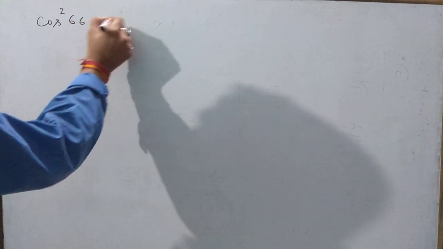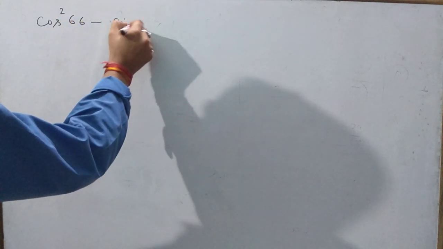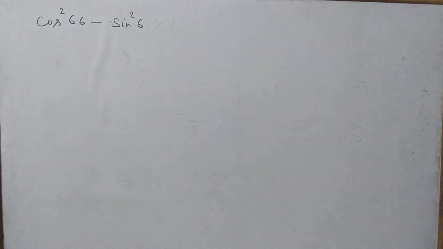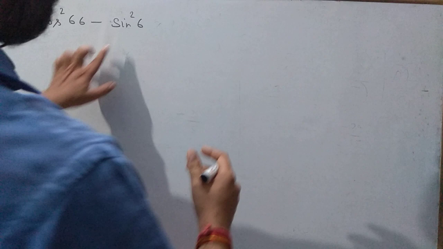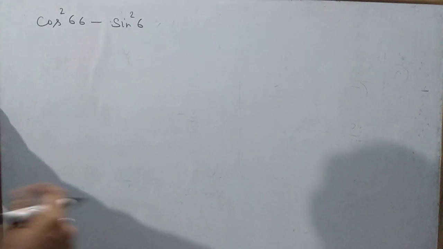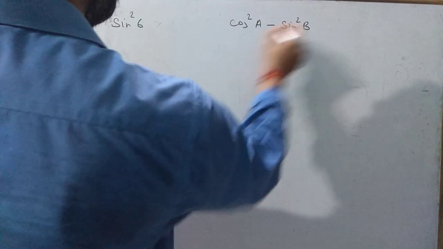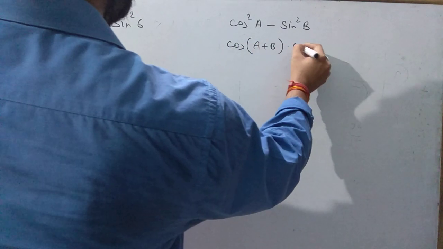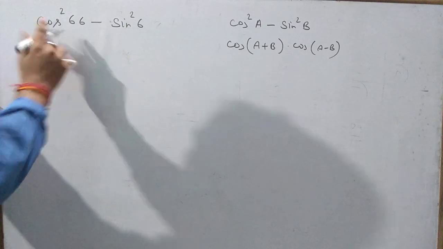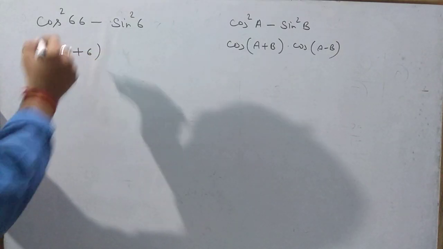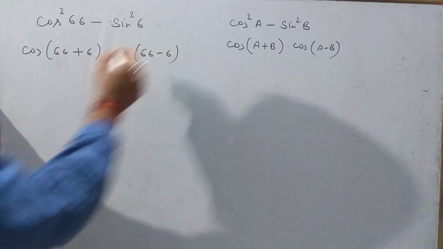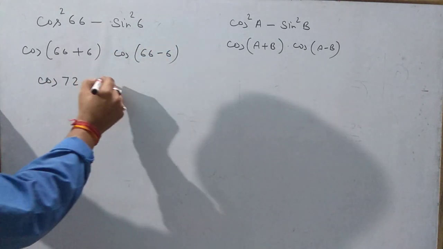Yesterday I gave an assignment, and there is a problem in it: the value of cos square 66 minus sin square 6. When you move towards more trigonometry, there are formulas like sin a plus b. There is a formula for cos square a minus sin square b, which is cos(a plus b) times cos(a minus b). So this can be written as cos(66 plus 6) and cos(66 minus 6). It is cos 72 and cos 60.